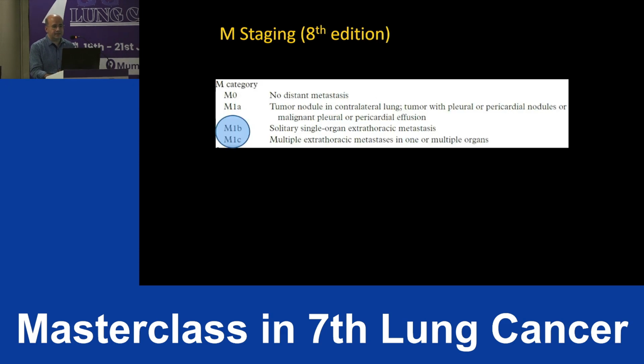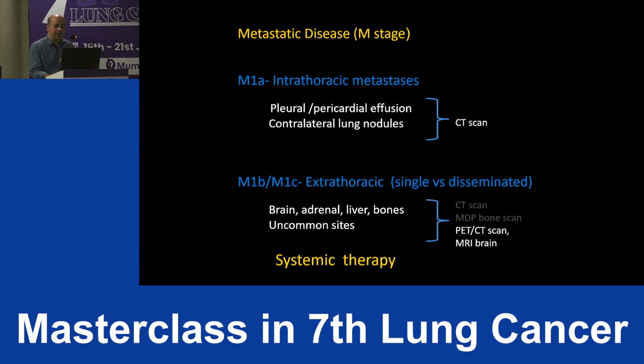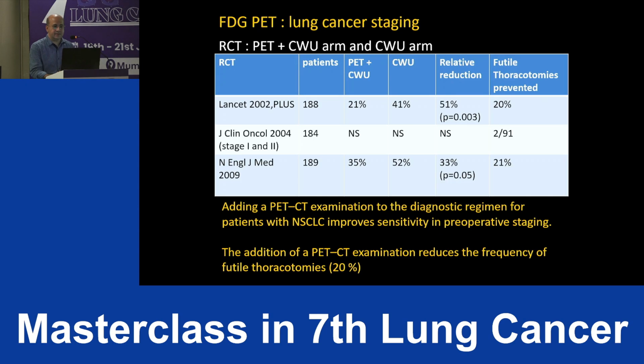For metastatic disease, we know what M1A is, which is intrathoracic mets. M1B is solitary extrathoracic, and M1C is multiple extrathoracic. So for M1A, CT scan will tell you almost everything, intrathoracic mets. For M1B and M1C, there are several modalities, including CT scan, your age-old bone scan to look at bone metastasis, PET scan, and MRI brain. But in the last decade or so, a combination of PET and MRI brain will map out all possible metastatic sites for staging. And we know that when you have metastatic disease, it's systemic staging.